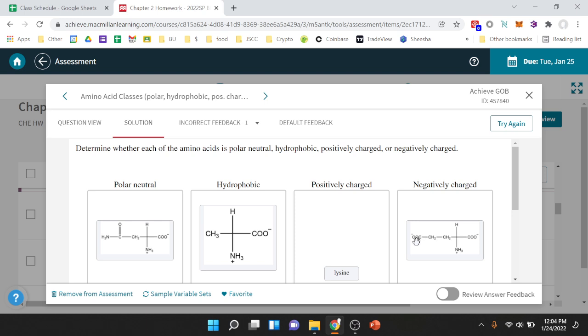You look at the one, it has a negative charge overall. There's two negatives, one positive. Negatively charged, drop it there. Positive charge, you actually have to remember. You guys remember what lysine looks like?